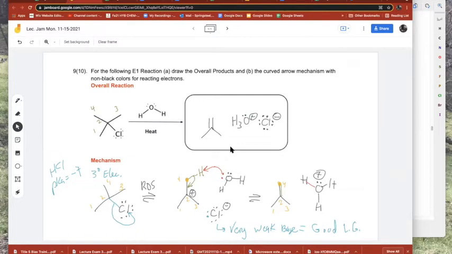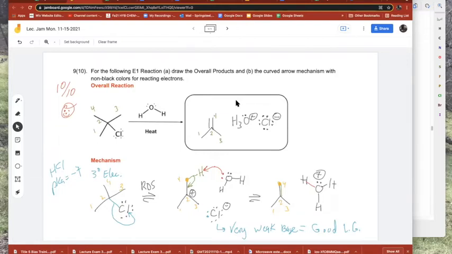That's everything. Oh, I was going to number these two. 1, 1, 2, 3, 4. All right, there we go. Done. 10 out of 10. Easy money. Okay, that's the E1 reaction.